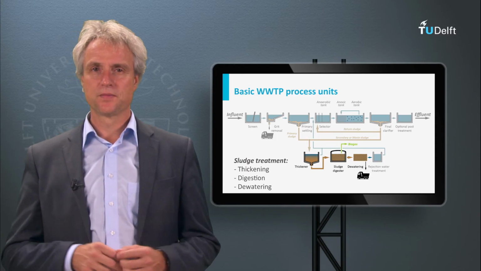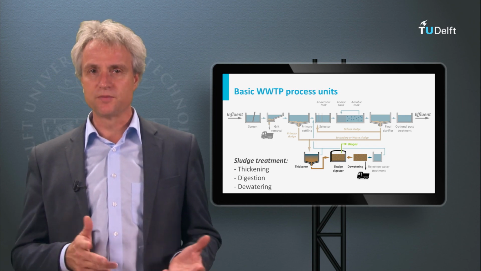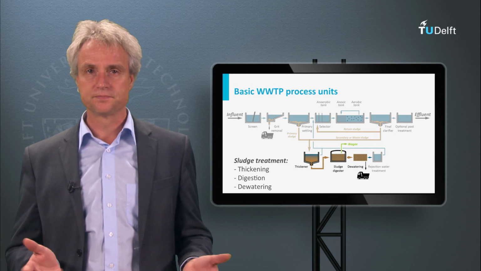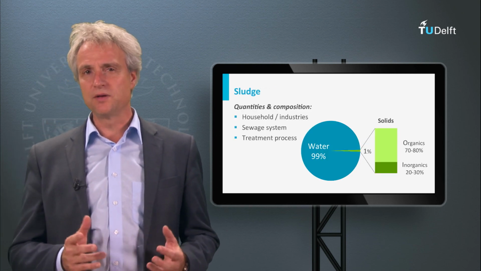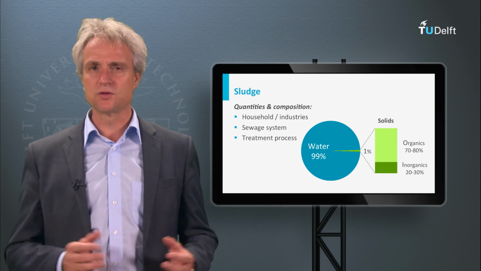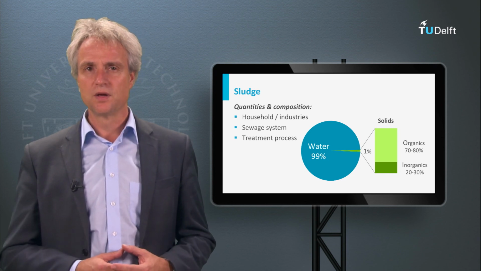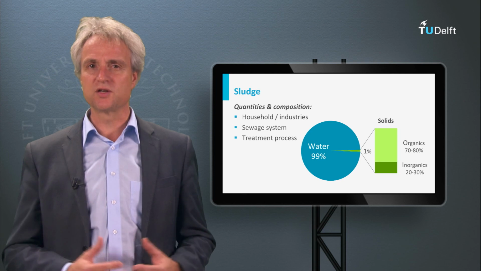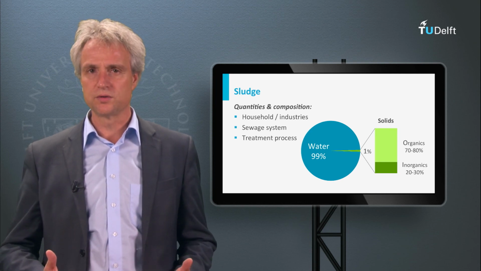What is sludge? Sludge is non-defined, and the sludge characteristics differ per location and in time. The exact quantities and composition of the sludge depend on the type of sewage treated. Does the sewage come from purely households, or are also industries discharging to the sewer system? What area is actually served by the sewer system? And does it collect only sewage or also rainwater?